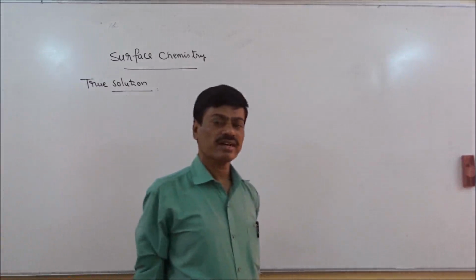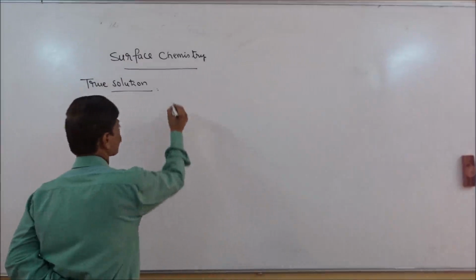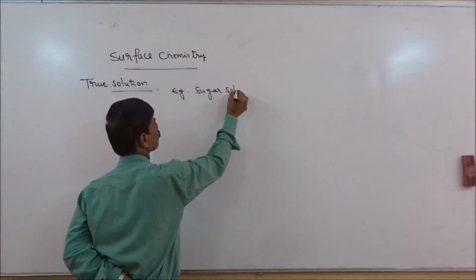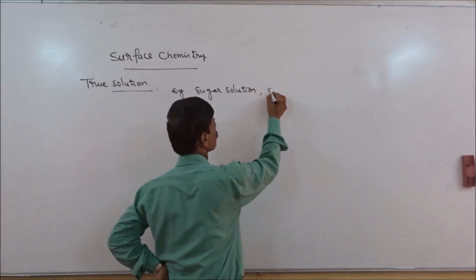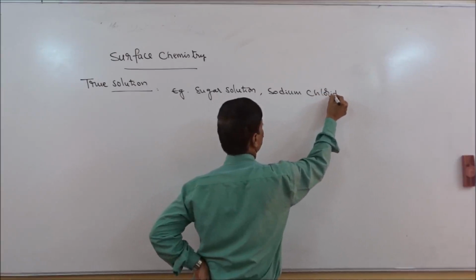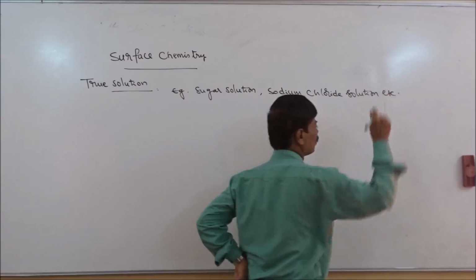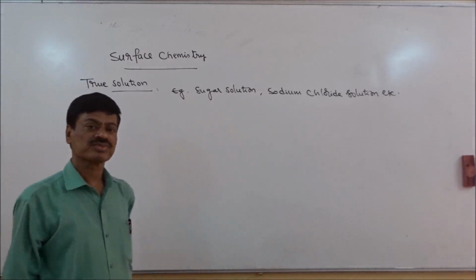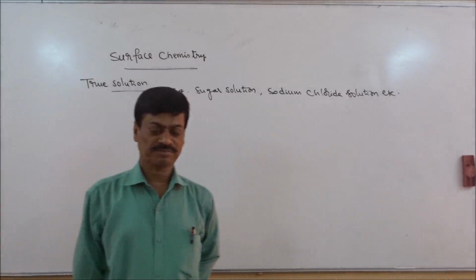Let us see with example. Best example for true solution is sugar solution, sodium chloride solution, etc. The particles of this solution are less than 1 nanometer size.